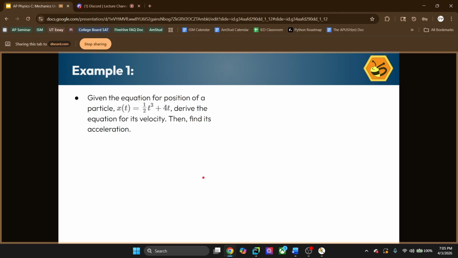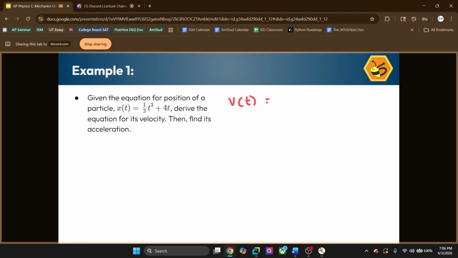Let's dive into an example immediately. Given the equation for the position of a particle, x of t equals 1/2 t cubed plus 4t, derive the equation for its velocity, then find its acceleration. Now, we just saw that velocity is the first derivative of position, and acceleration is the first derivative of velocity, or the second derivative of position. So let's just get started with velocity.